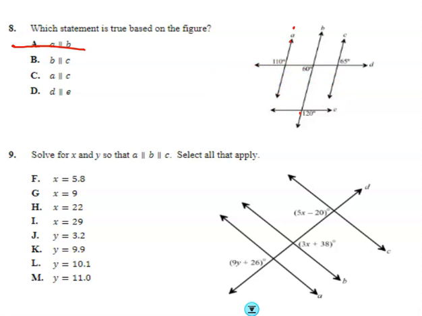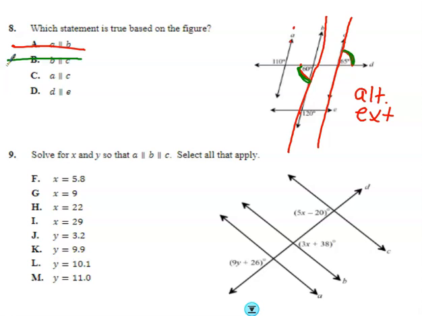Okay, so let's look at line B and line C. So 60 degrees and 65 degrees. Those angles are alternate exterior. Okay, so these angles should be congruent. Well, are 60 and 65 the same? No, so B and C are not parallel lines.